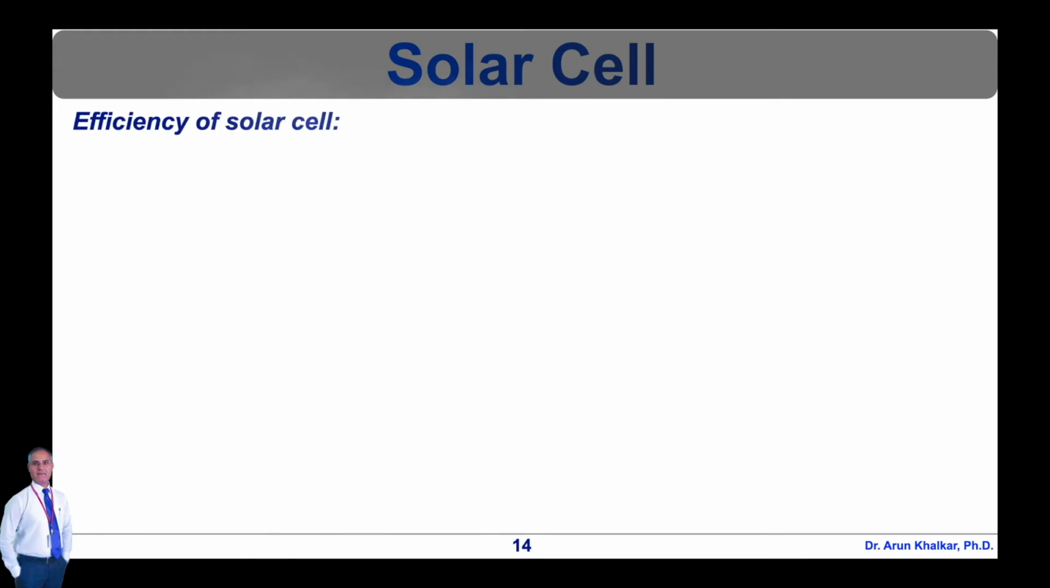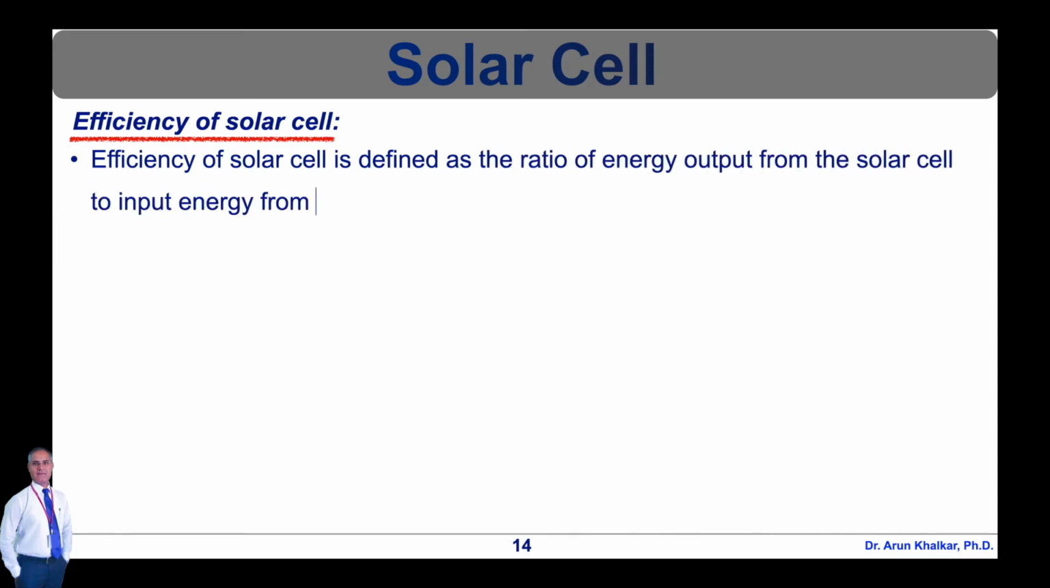Now let's see the next important parameter of the solar cell, which is the efficiency of the solar cell. Efficiency of a solar cell is defined as the ratio of energy output from the solar cell to the input energy from the sun. The efficiency is the most commonly used parameter to compare the performance of one solar cell to another. In addition to reflecting the performance of the solar cell itself, the efficiency depends on the spectrum and the intensity of the incident sunlight and the temperature of the solar cell.